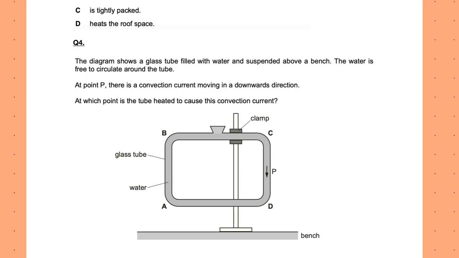Question 4. The diagram shows a glass tube filled with water and suspended above a bench. Water is free to circulate around the tube. At point P, there is a convection current moving in a downwards direction. At which point is the tube heated to cause this convection current?